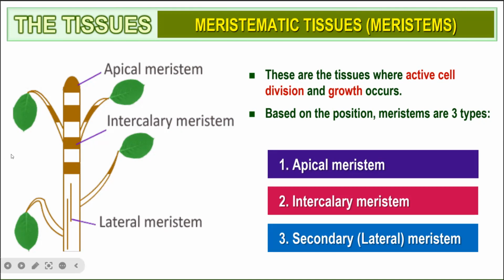And afterwards you will have lateral meristem. Lateral meristem will come later. First the plant will try to grow in height. Lateral meristem is to increase the girth, to increase the diameter. Okay. So these are the three types of meristem. They are found where there is active cell division and growth. Okay. So write these three types of meristem.